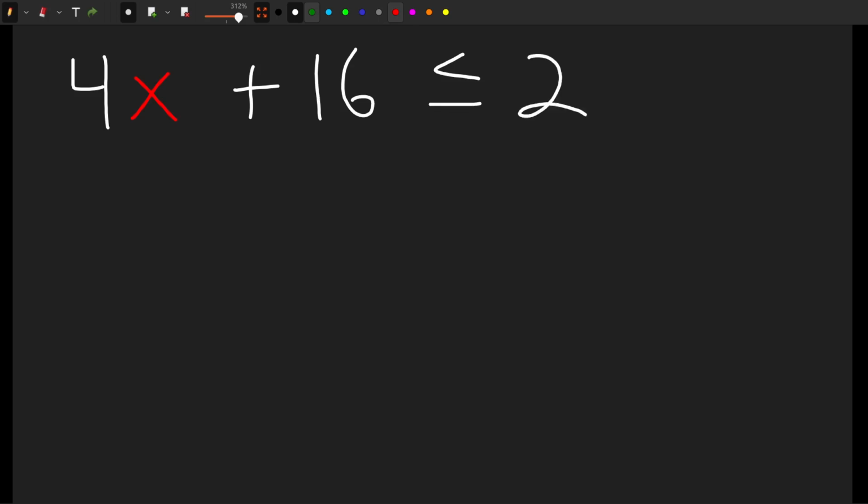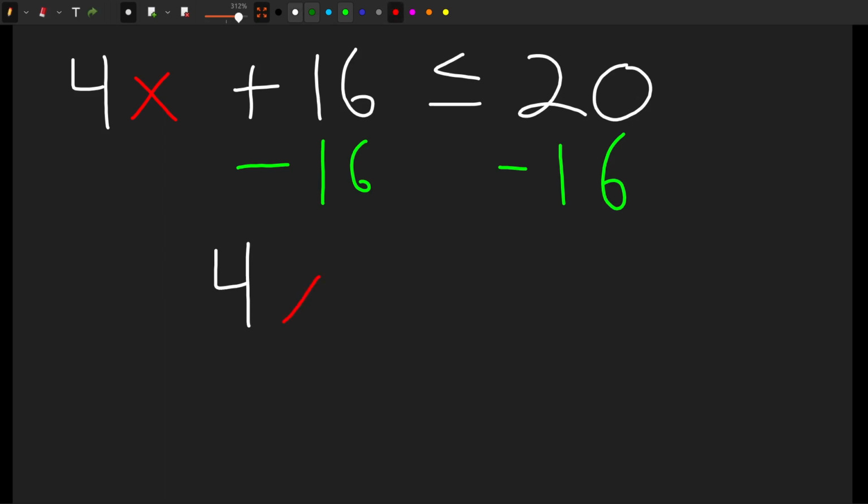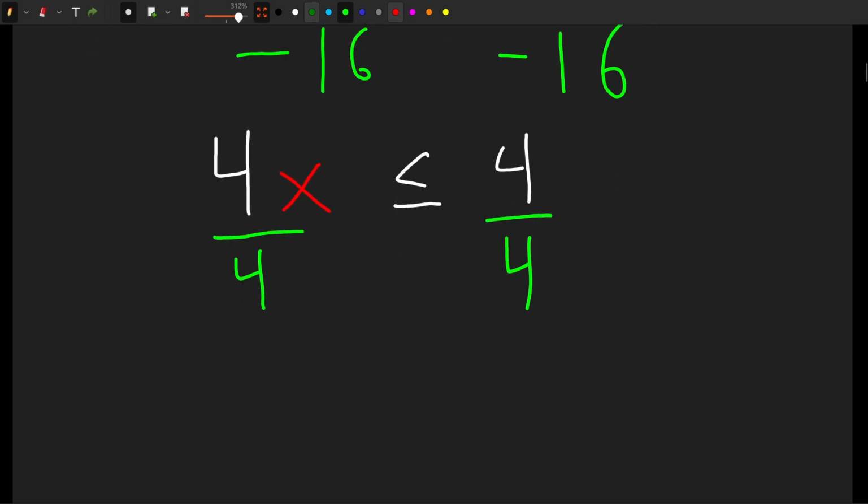Okay, we're going to get a little bit more challenging now for the third problem. We're going to have 4x plus 16 is less than or equal to 20. Okay, so to solve this one, I'm going to subtract 16 from both sides. I'm going to get on the left-hand side 4x is less than or equal to 4. Now I just need to divide both sides by 4. And on the left-hand side, I get my 1x, and on the right-hand side, I get is less than or equal to 1.